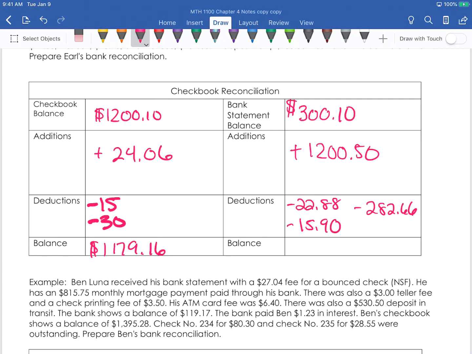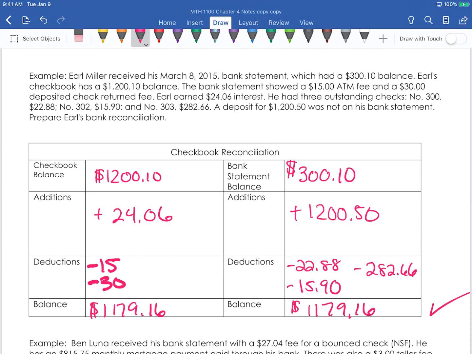Now we're going to do the same thing for the bank statement side of this chart. We're going to start with our balance of $300.10. We're going to add and subtract our additions and deductions, and you'll find that we got everything, and this balanced, so we're good. And don't forget, especially for someone that has bad eyesight, like me, it's really a good idea to cross off the stuff as you add it to your chart, to make sure that you don't miss anything.